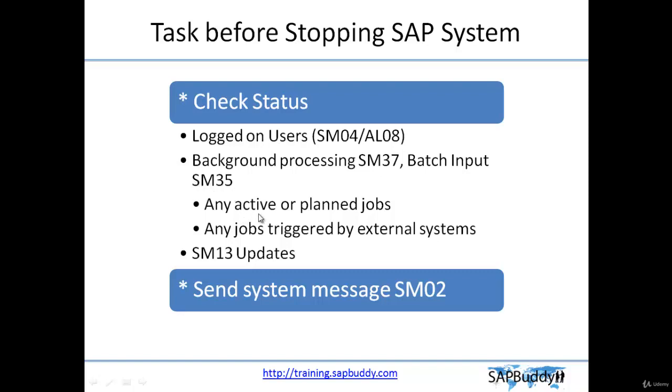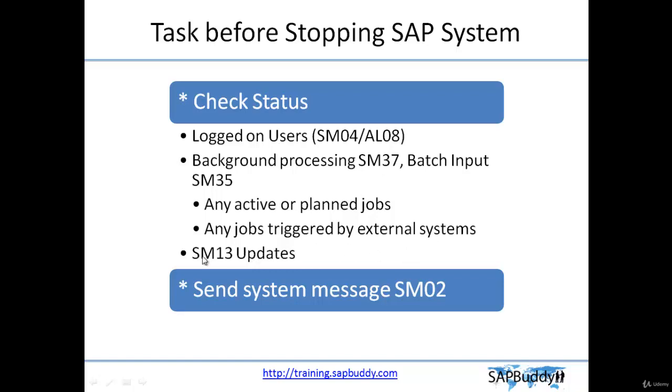We need to check whether any active jobs are there or whether you have any planned jobs in this time. Any job triggered by an external system. The background jobs can also be triggered by an external system. That's also possible. Let's say in the specific time which you schedule, there is a job which is not scheduled by an end user, however it was triggered by an external user. This also we can see here.